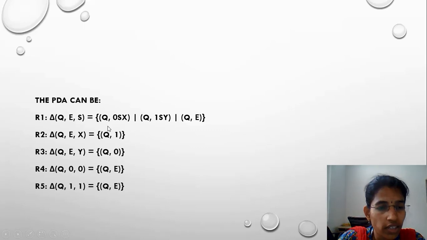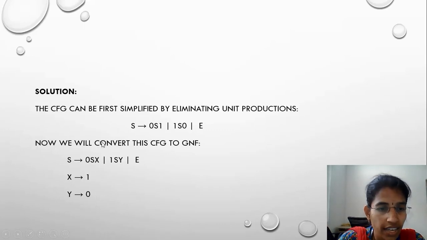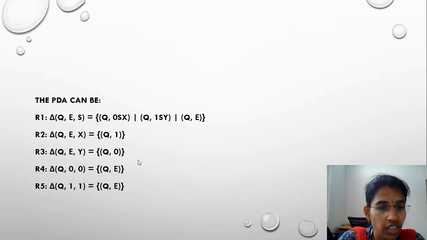For rule number 1, we write the production rule for S, the starting symbol. The S has three values. The first value 0 S X, second value 1 S Y, third value epsilon. Q is the only state present in the pushdown automata. This is the input, and this is the output state. See the previous slide: what is the value of S? S has three values, 0 S X, 1 S Y, or epsilon. So I write the starting rules for S with three values.